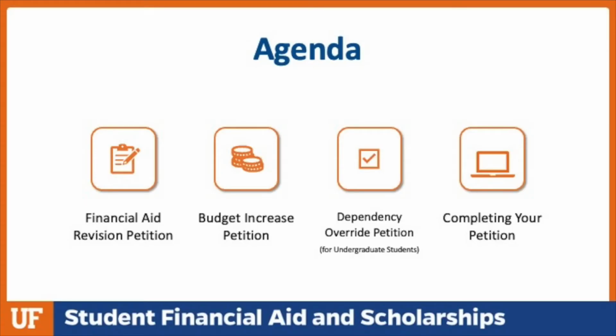Today we will review 3 different types of petitions and talk about the necessary steps to complete these petitions. The first one we'll talk about is the Financial Aid Revision Petition, then the Budget Increase Petition, and lastly, the Dependency Override Petition.